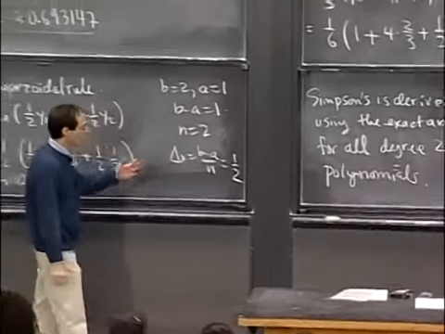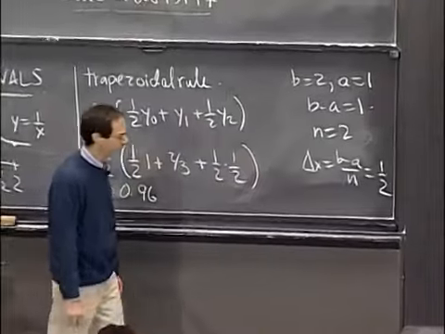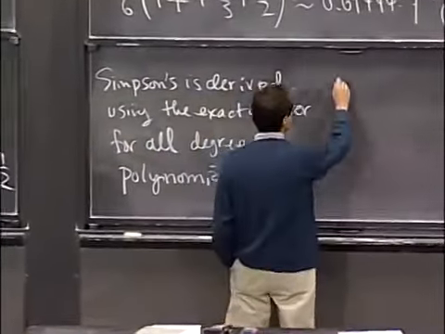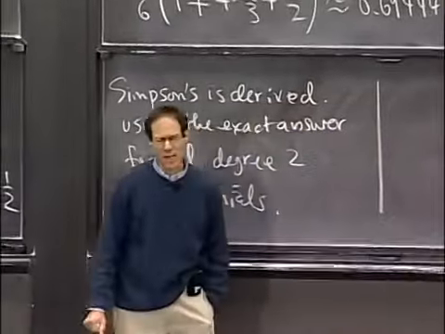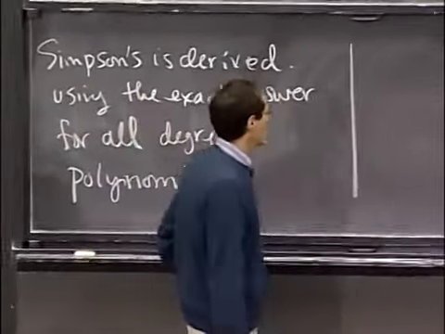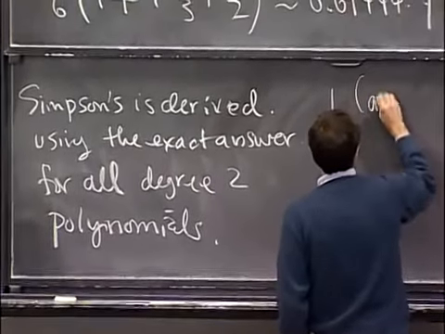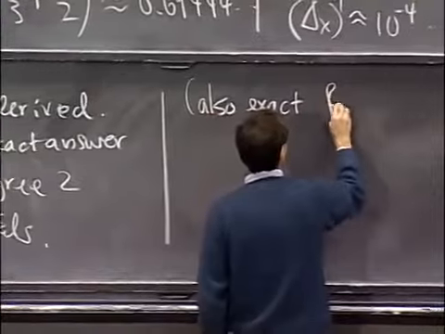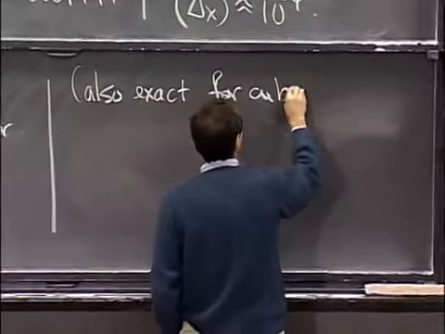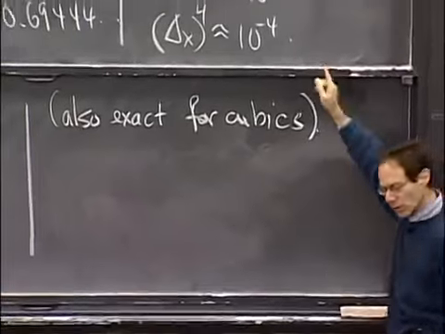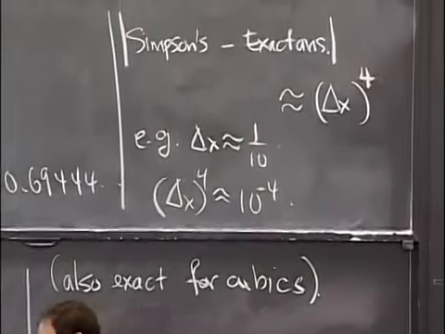Whereas the other ones only work for, say, straight lines. The trapezoidal rule only works for straight lines. But there isn't a weird accident. It turns out that it also works for cubics. Once you get the formulas, it works for cubics. So it's also exact for cubics. And that's what explains the fourth order validity.